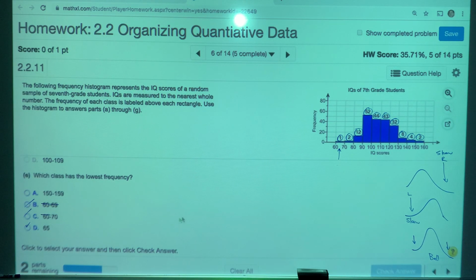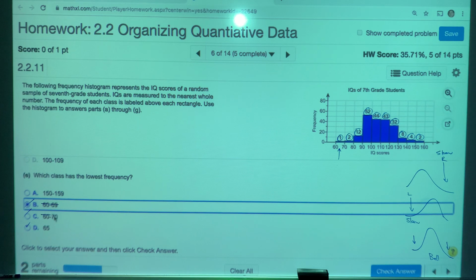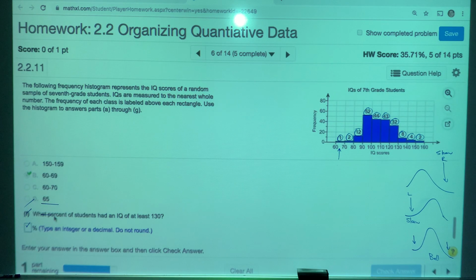Okay. Next, which class has the lowest frequency? So this is the complete opposite, isn't it? It's the opposite to what we just did. We don't want the class with the most. We're now looking for the class with the smallest number, which is actually this one over here, the 60 to 69. Now be careful, don't choose 60 to 70, right? That's not correct. 60 to 69 is the class with the lowest frequency.